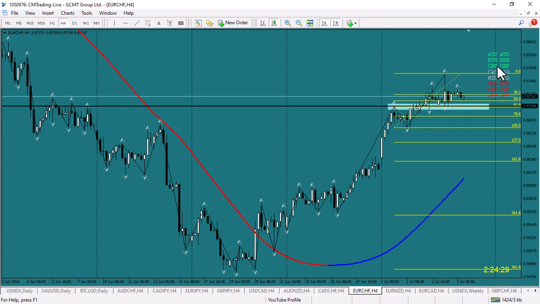Euro Swiss franc, Euro green zone, Swiss franc red zone, I want to be long. Retracement back to 61%, right at structure. Once I get it tested, bulls prove themselves on a candle reversal, I'll take a long.